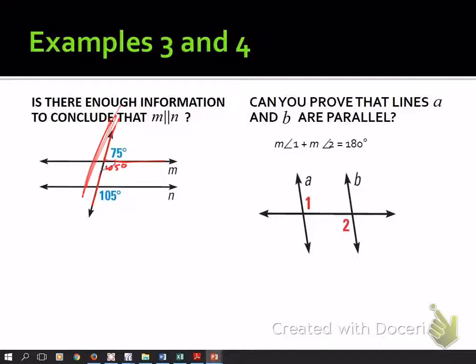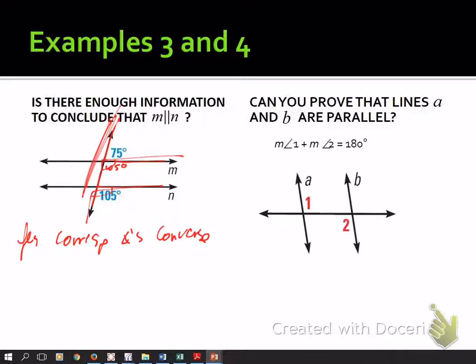Now I've got this angle congruent to that angle. And if I go through and trace again, we get an F, which means that these are corresponding angles. So yes, there's enough information here because our corresponding angles postulate converse, or just corresponding angles converse, gives us the information we need. These two lines are parallel.